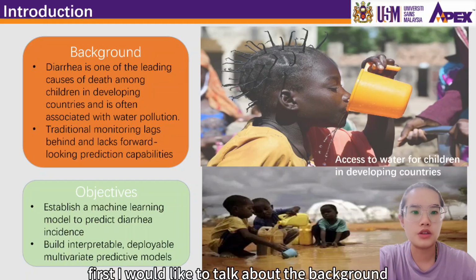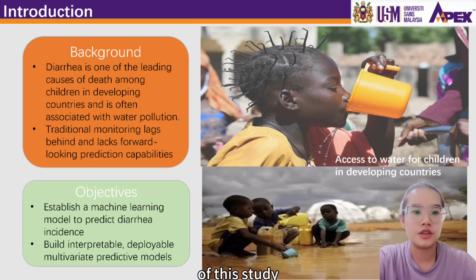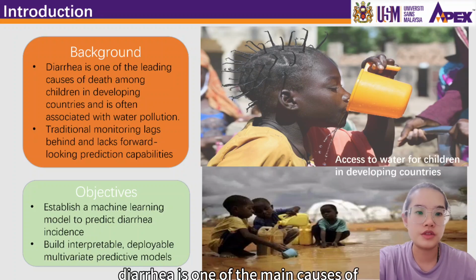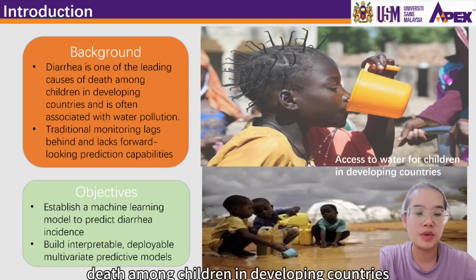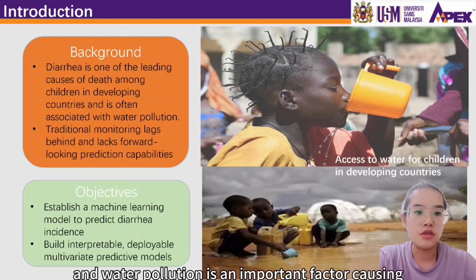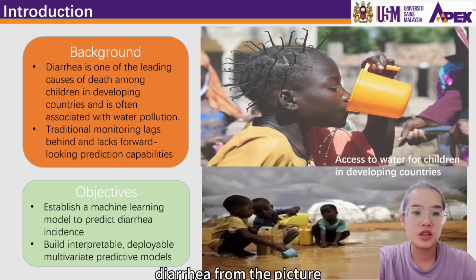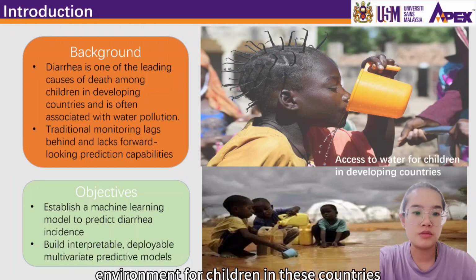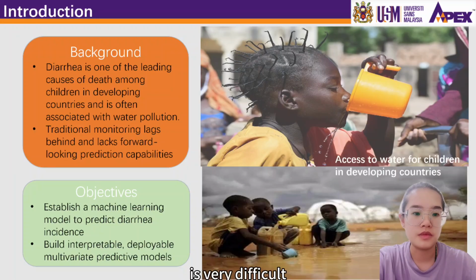First, I would like to talk about the background of this study. Diarrhea is one of the main causes of death among children in developing countries. And water pollution is an important factor causing diarrhea. From the picture, we can see that the water collection environment for children in these countries is very difficult.